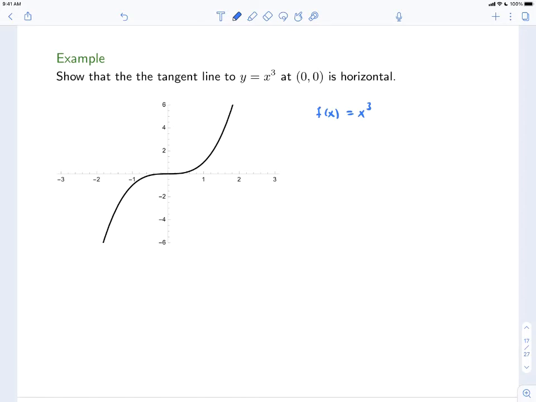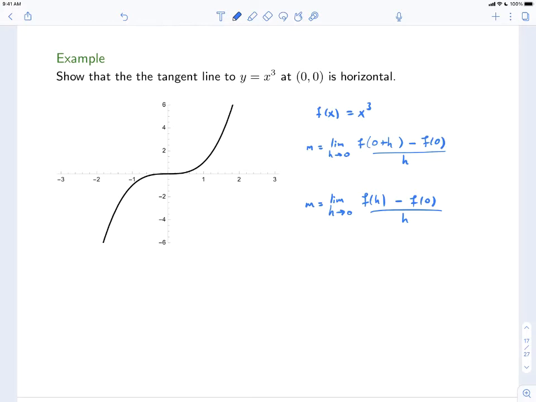So what we need to do is compute the slope, m equals the limit as h goes to 0 of f at 0 plus h minus f at 0 divided by h. Our goal is to show that the tangent line is horizontal, so we want to show that the slope is 0. That's our objective here. So f at 0 plus h, that's 0 plus h, is just h. So we have that m is equal to the limit as h goes to 0 of f at h minus f at 0 over h.